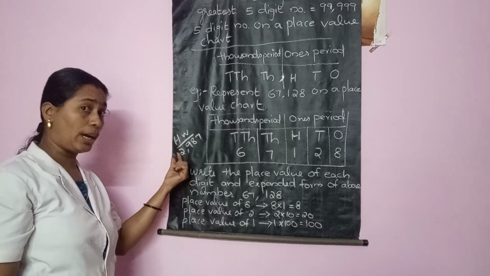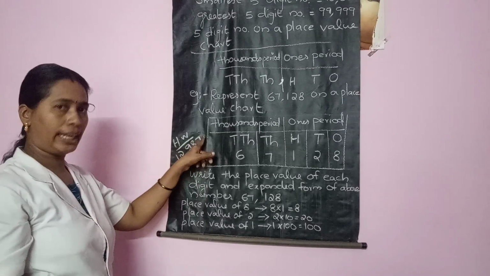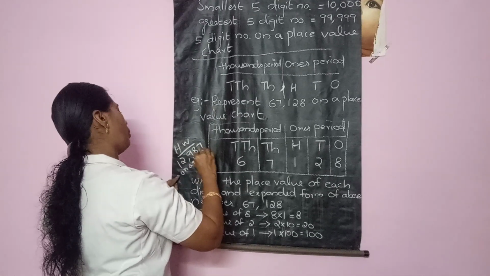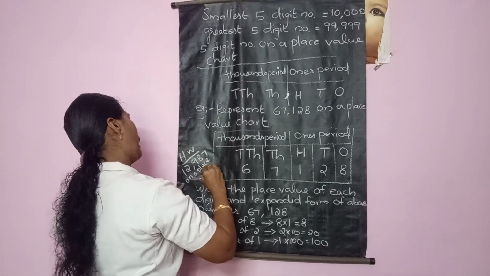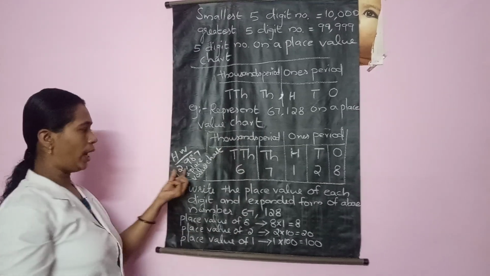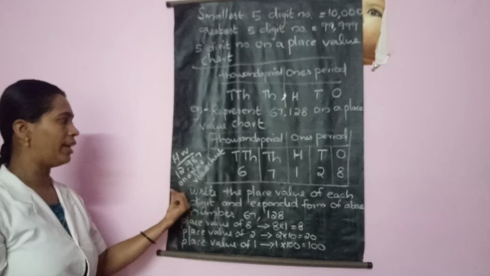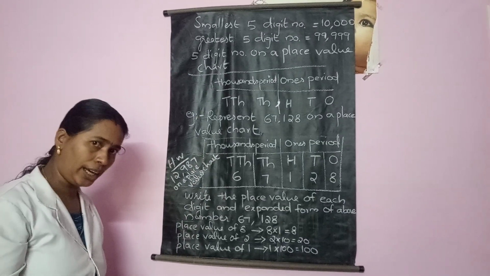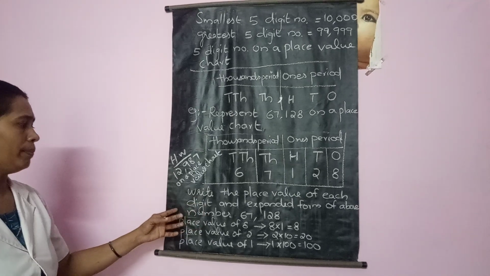12,987 on a place value chart. Where do you want to place? On a place value chart. Represent this 12,987 on a place value chart. Okay. Is it clear? Let us move to the other one.